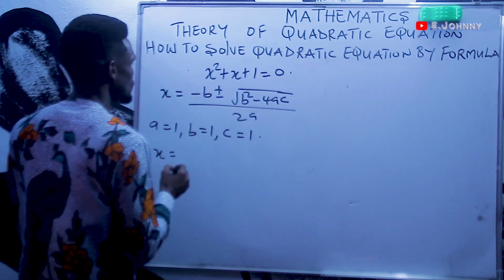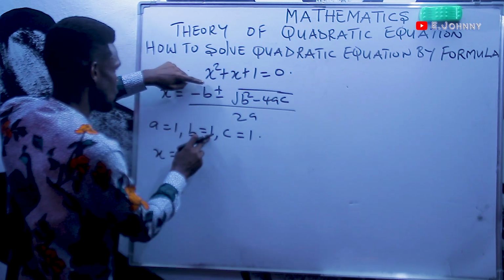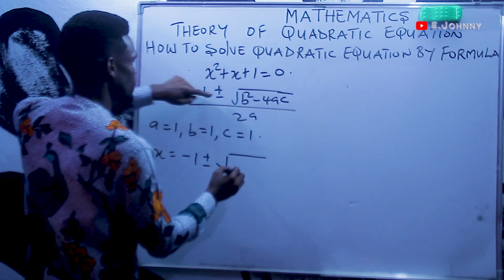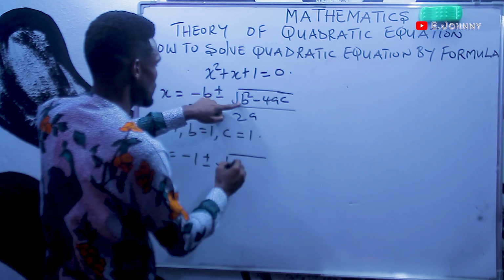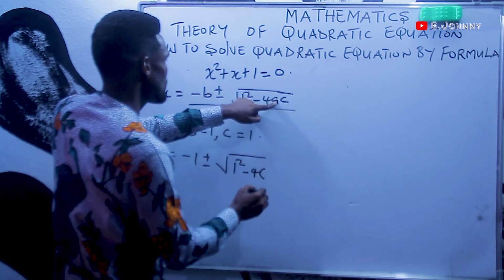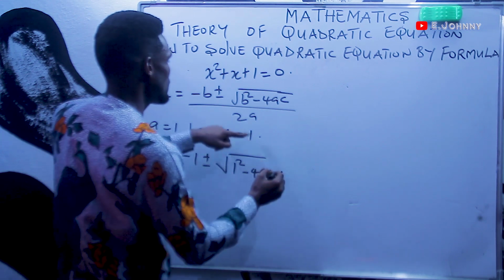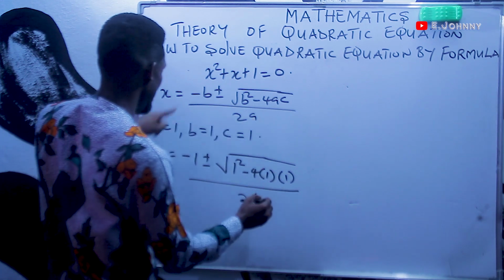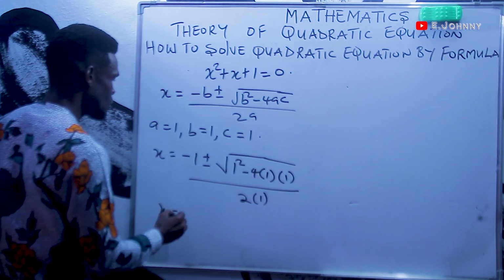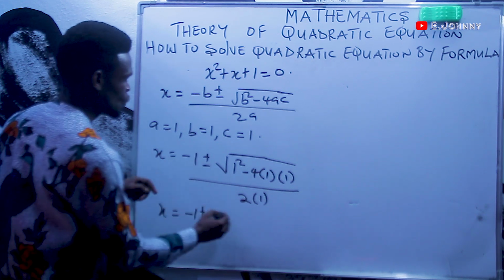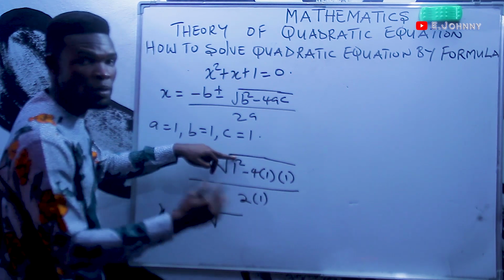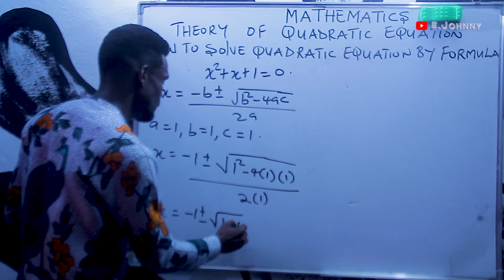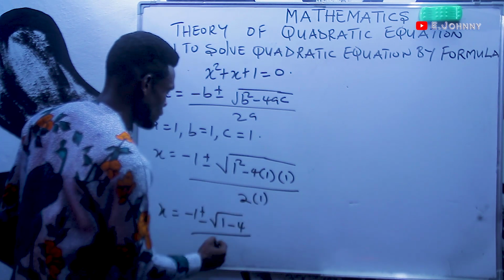So we say that x is equal to minus b, b is 1, so minus 1, plus or minus square root of b squared. What is b? 1, so put 1 here, 1 squared, minus 4 times, what is a? 1, so you put 1. What is c? 1, you put 1. All over 2 times a, and a is 1. So x is equal to minus 1 plus or minus square root of 1 squared, which is 1 times 1, which is 1, minus 4 times 1, which is 4, all over 2.